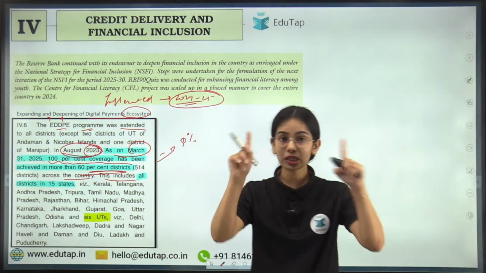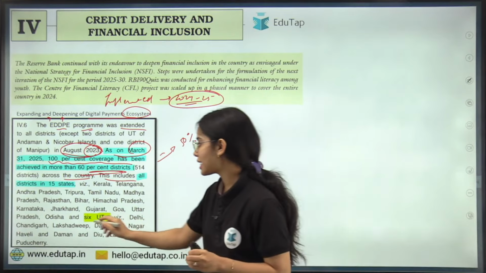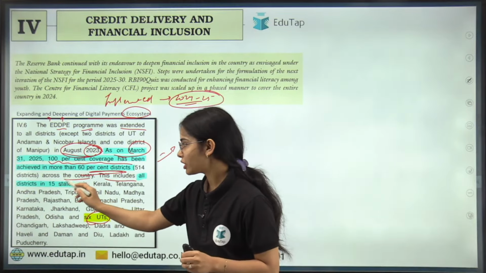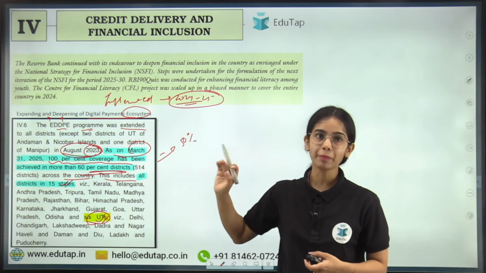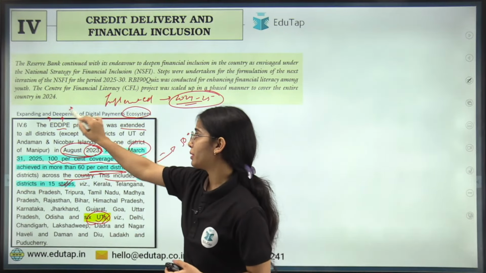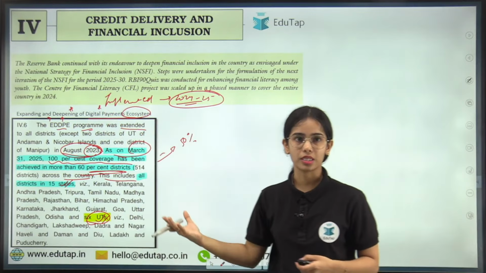This includes all the districts in 15 states and 6 union territories. So in these 15 states and 6 union territories, all their districts have come under this program for the expansion and deepening of the digital payment ecosystem. This is the idea. Okay.